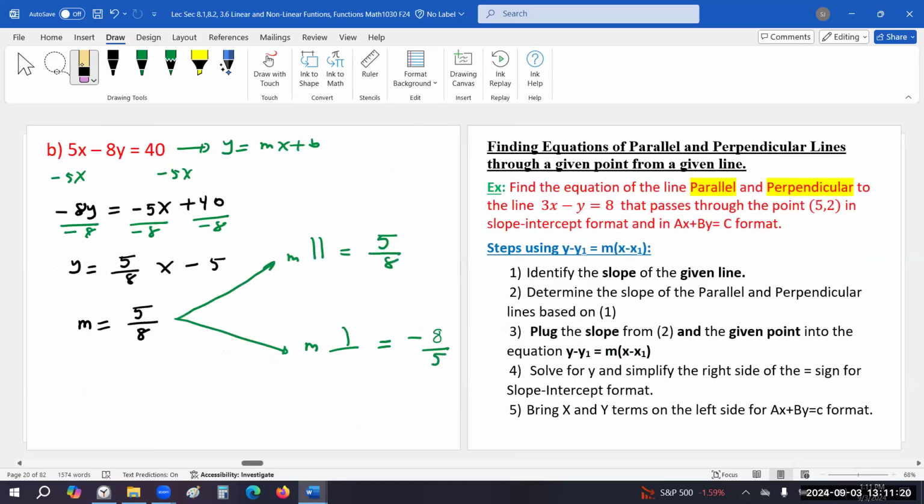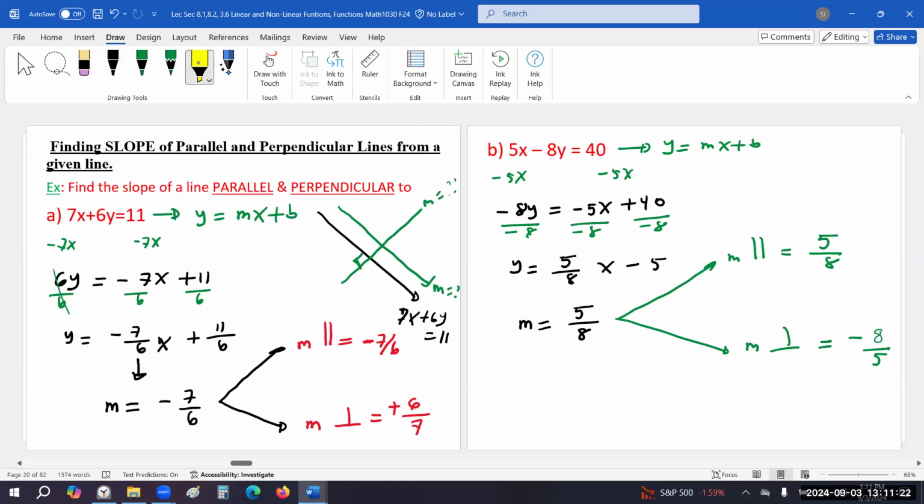Next thing we want to know, oh, I forgot to tell you. This is the final exam question. This topic. In the final exam, they will ask you to find the slope of the parallel line or find the slope of the perpendicular.